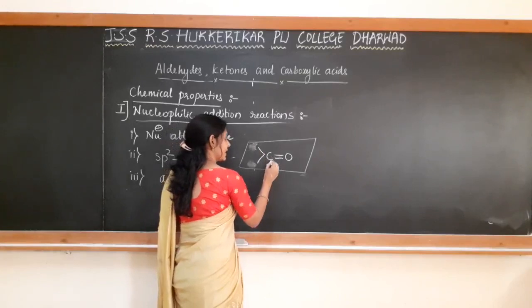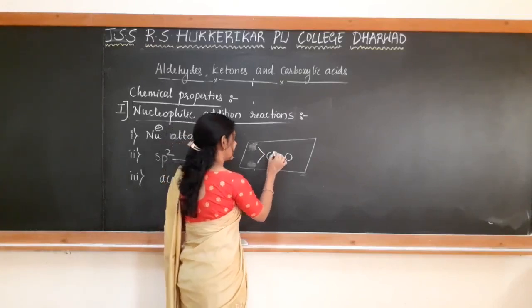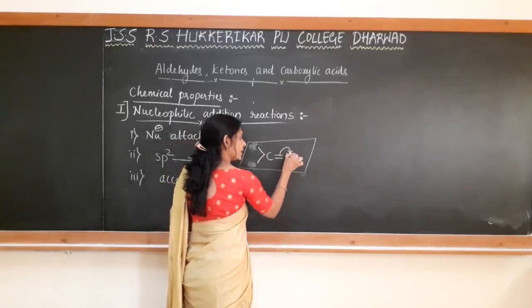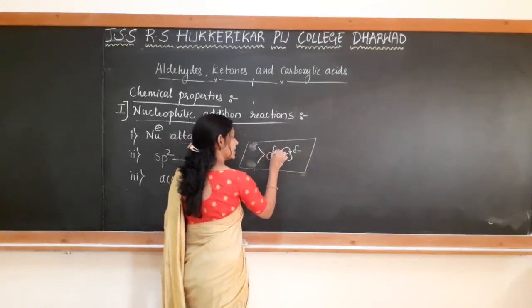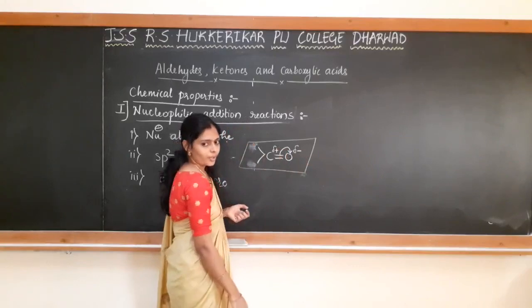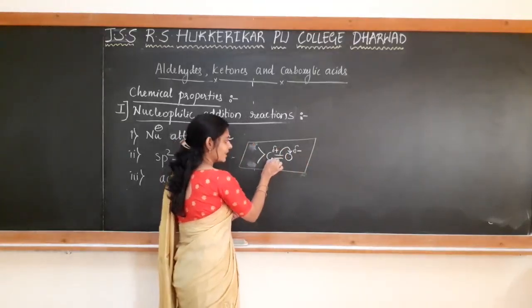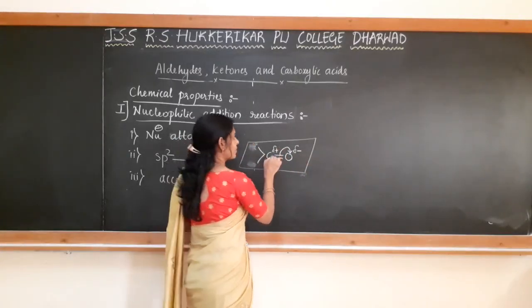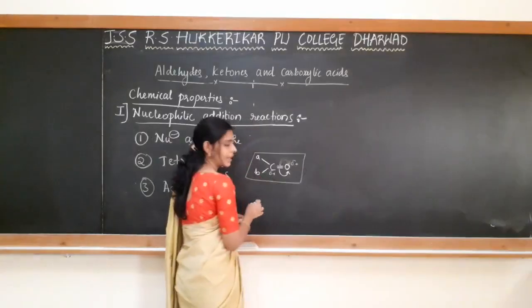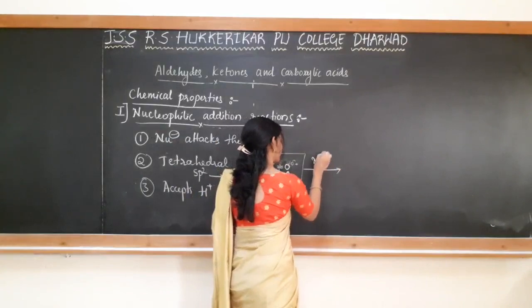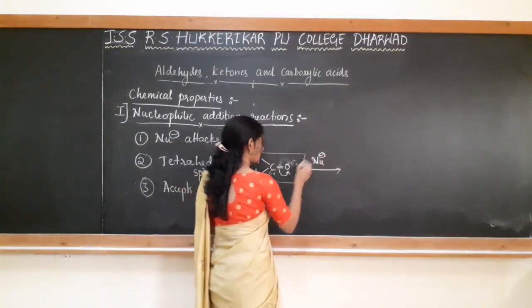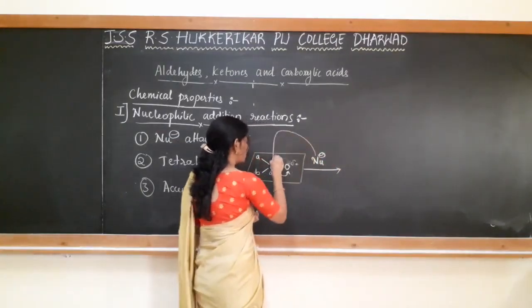So this is the sp2 hybridized carbonyl carbon. This oxygen, being more electronegative, withdraws electrons and gets a partial negative charge, and this carbonyl carbon becomes partially positively charged. The electron density is reduced at this carbonyl carbon. So what happens? Now the nucleophile attacks the carbonyl carbon from an approximately perpendicular position.